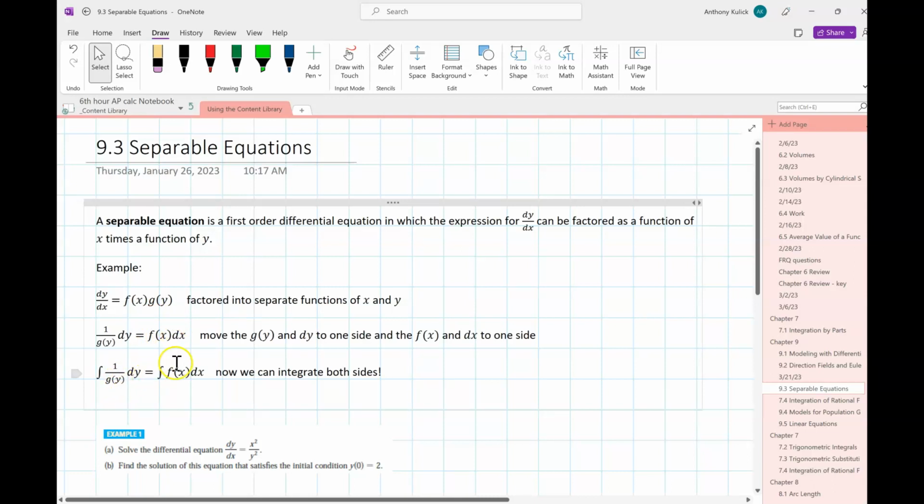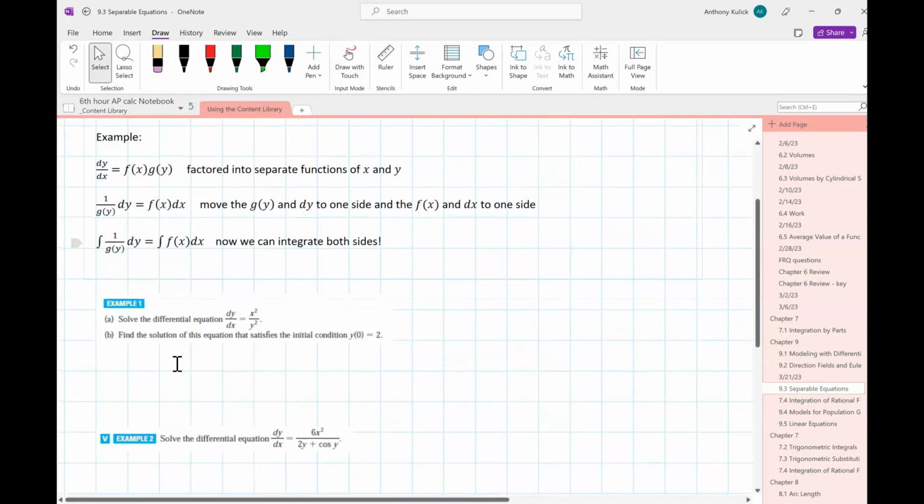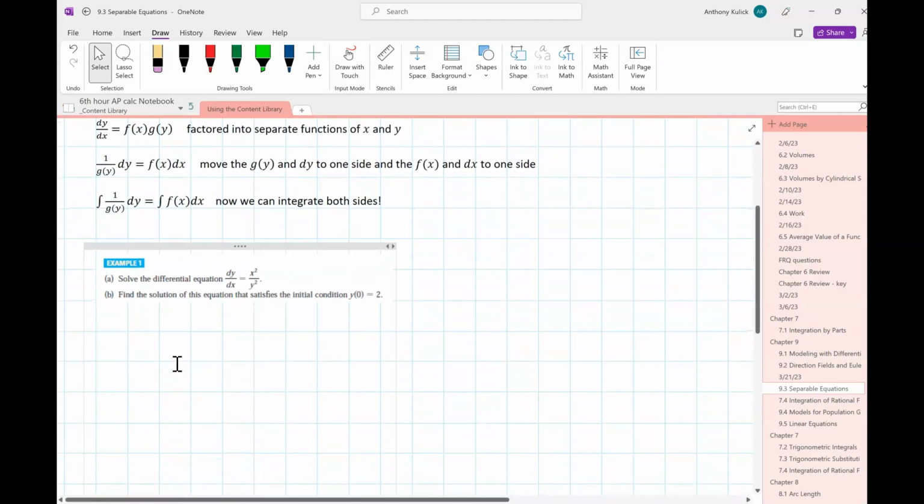And then we can integrate both sides because the variables are separate. Integration will work as it has in any of the previous sections from there. So we're just going to run through some examples here now of doing this.